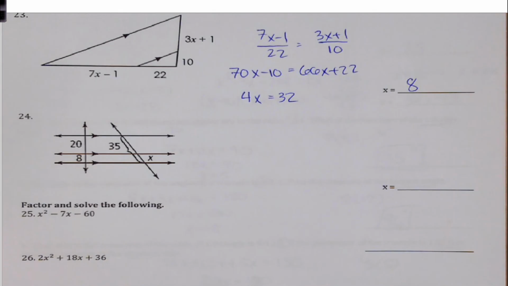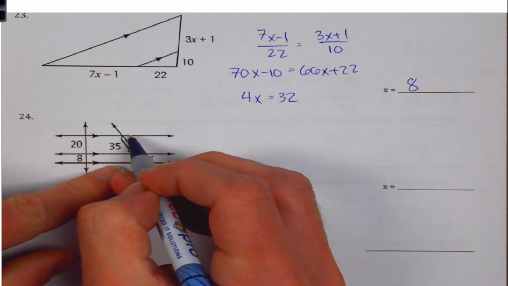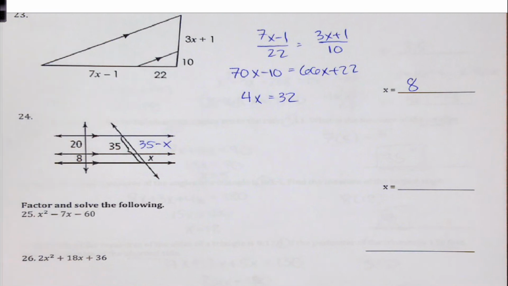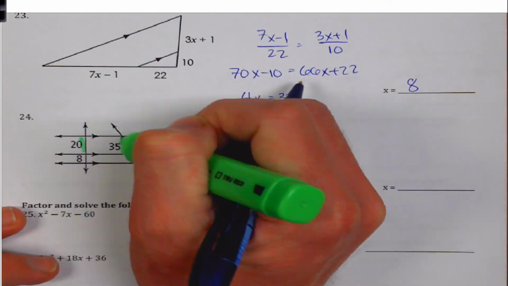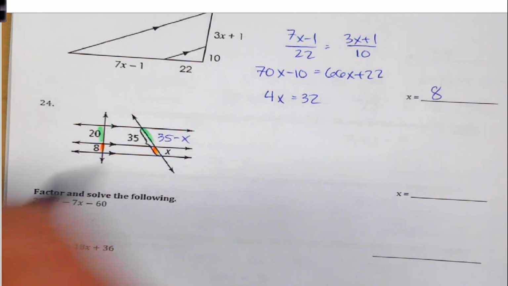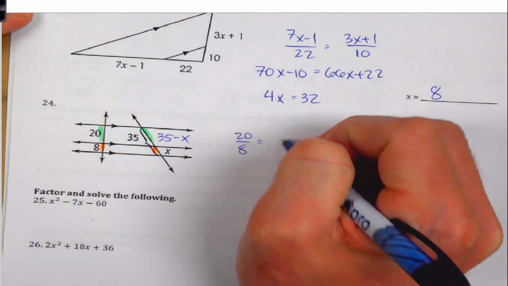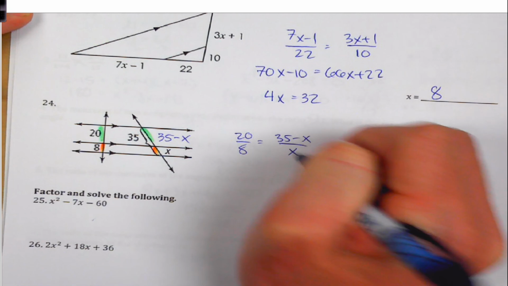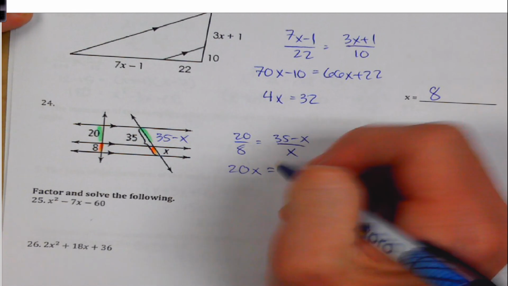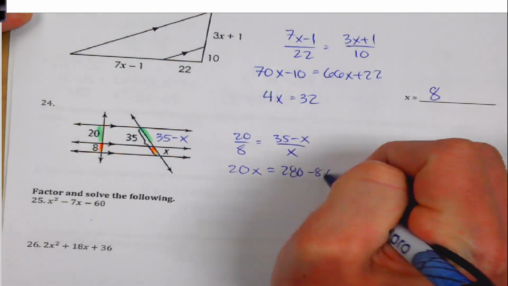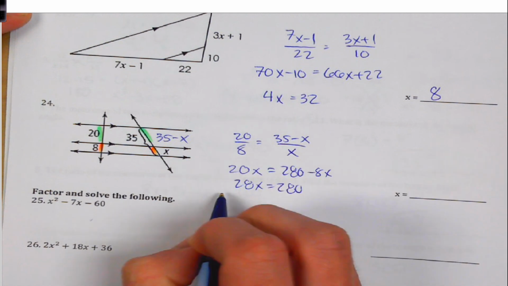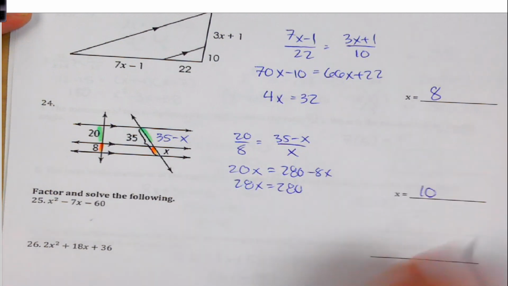This next one's a little bit more challenging. Basically, we need to find this piece right here, which is 35 minus the x. And then we can set this up pretty easily because it's this piece to this piece, and then this piece to this piece. So we get 20 over 8 equals 35 minus x over x. Cross multiply, we get 20x equals 8 times 35 is 280 minus 8x. I'm going to add the 8x over to get 28x equals 280, and then divide, and we get 10.